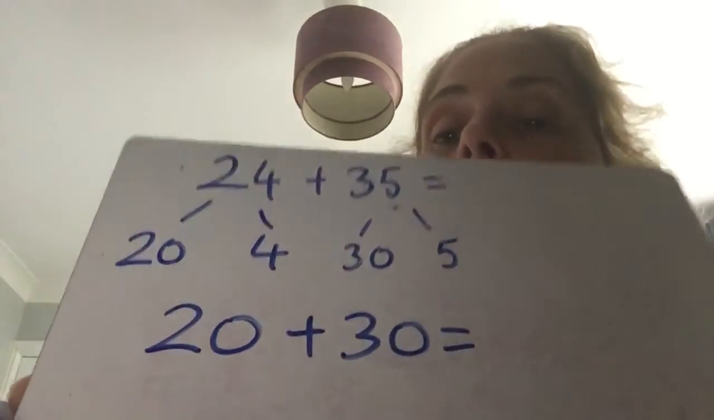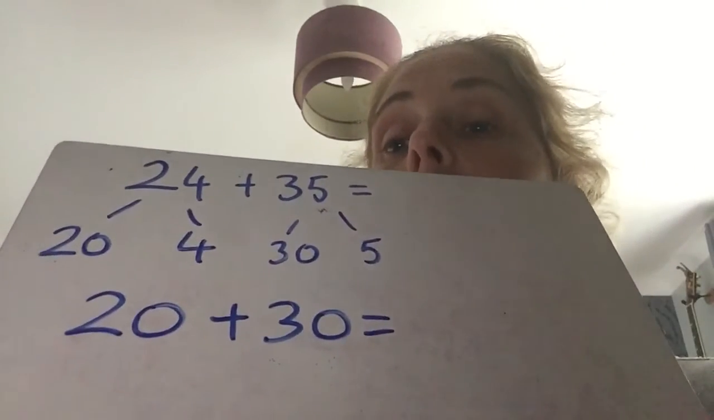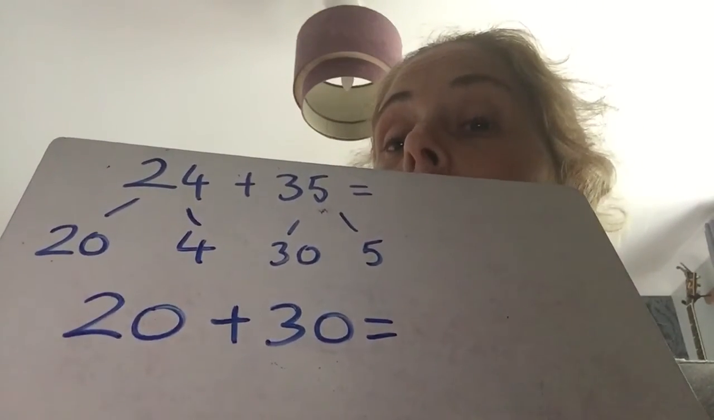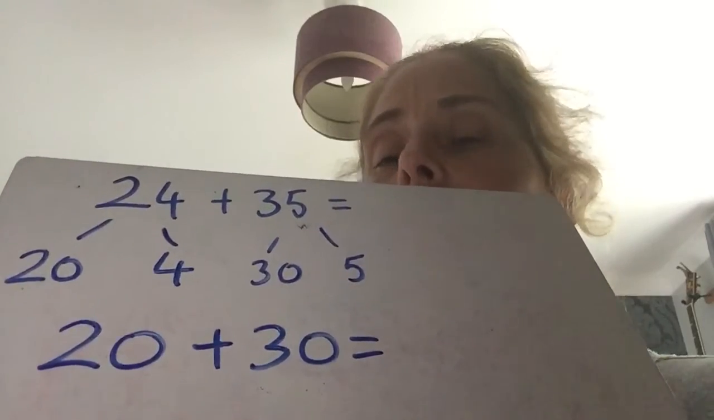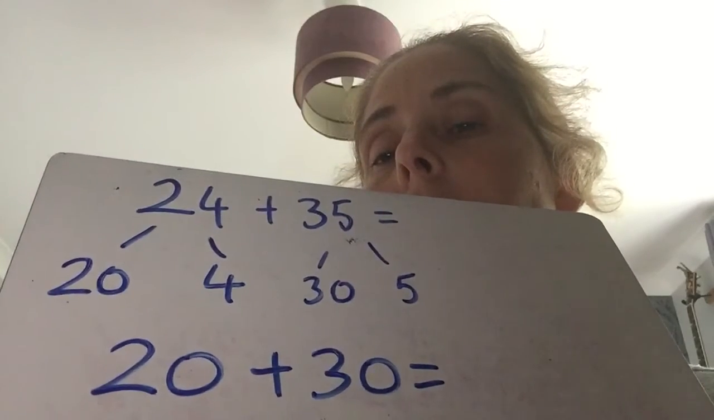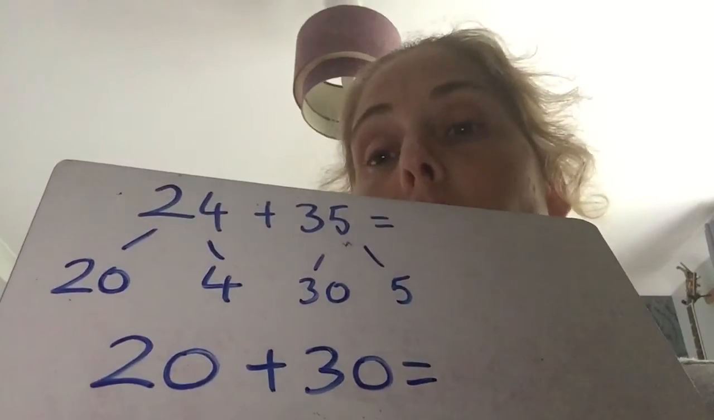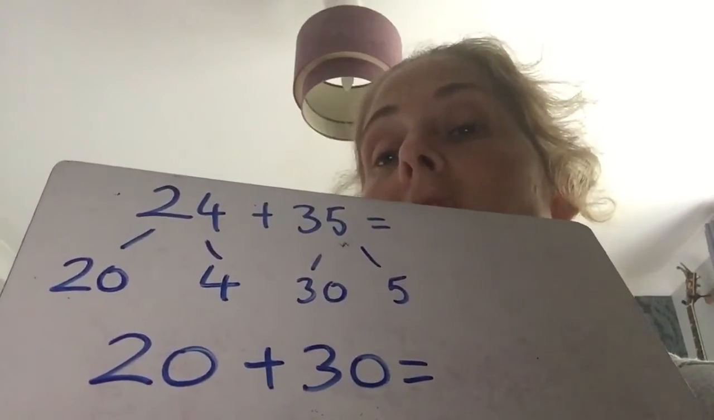So underneath the calculation, you're going to write 20 add 30, because those are the tens. We've got 20 and we've got 30. So we've got 20 add 30, okay? What is 20 add 30? What can you use that you already know that can help you? Excellent. We know that 2 and 3 makes 5. So if 2 and 3 make 5, 20 and 30 must make 50. Okay, so we're going to put the 50 on there.